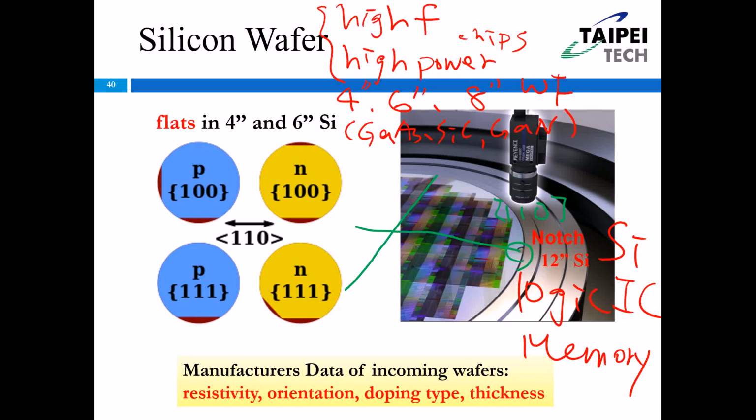The channel alignment. We need to make sure the silicon channel is along 110 direction. The reason, of course, is to increase the electron mobility and the hole mobility. We want to have the higher on current. So our transistor alignment will follow the 110 direction.